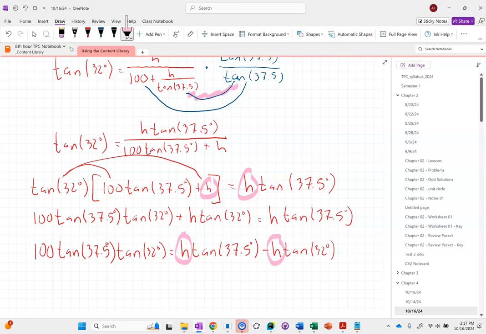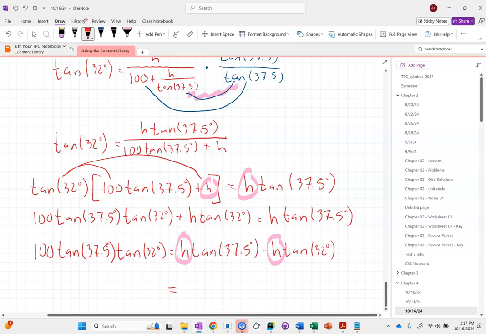If I have 3x plus 5x on one side of my equation, how do I get the 3x and the 5x into one spot? Just add them together, right? I'd have 8x. So here, if I have x times tan 37.5 minus x times tan 32, to combine them together, I have to subtract tan 37.5 and tan 32. Would you agree with that? Now, real important, that is not tan of 5.5.